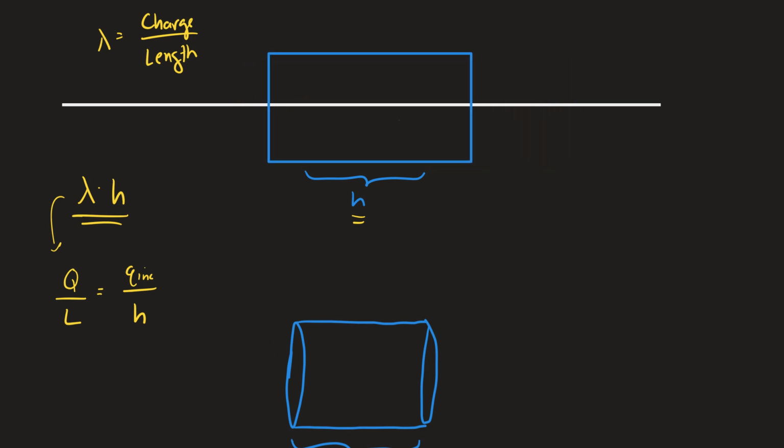That's different than the same argument here. I really wouldn't want to use a surface like this, right? That would be a bad choice for my Gaussian surface because I don't get the exploitable symmetry here.